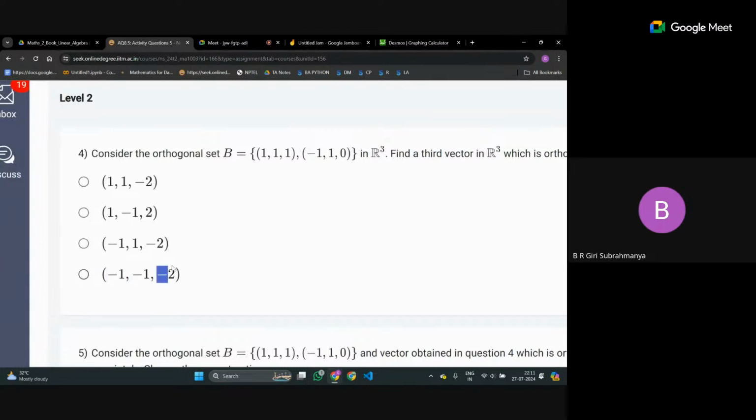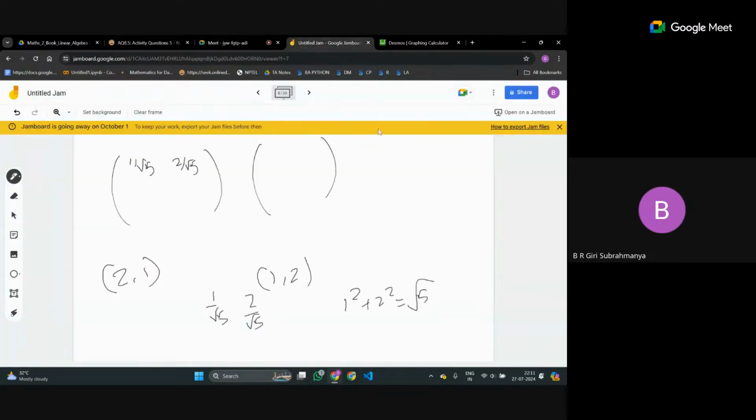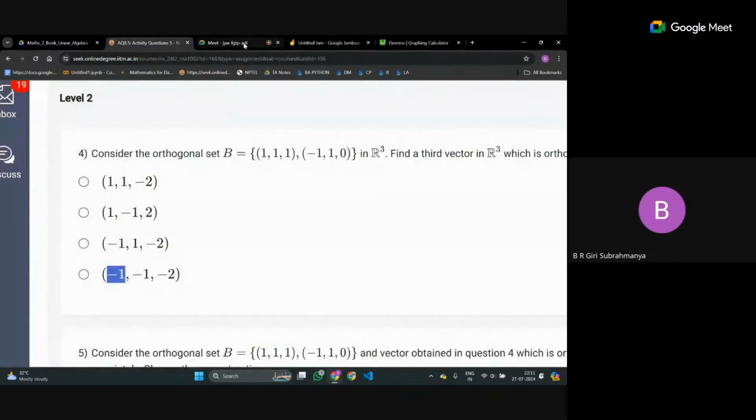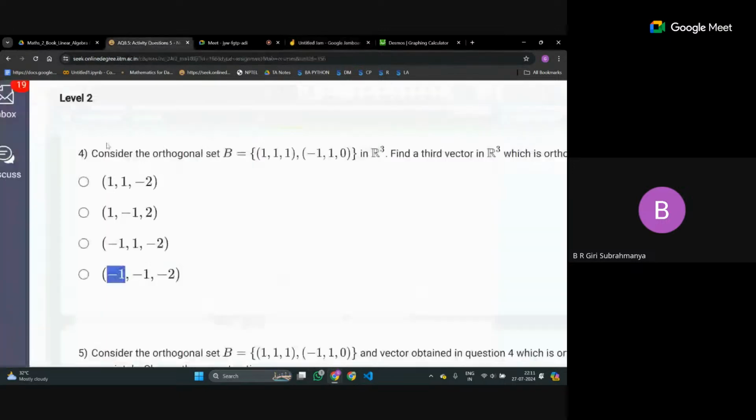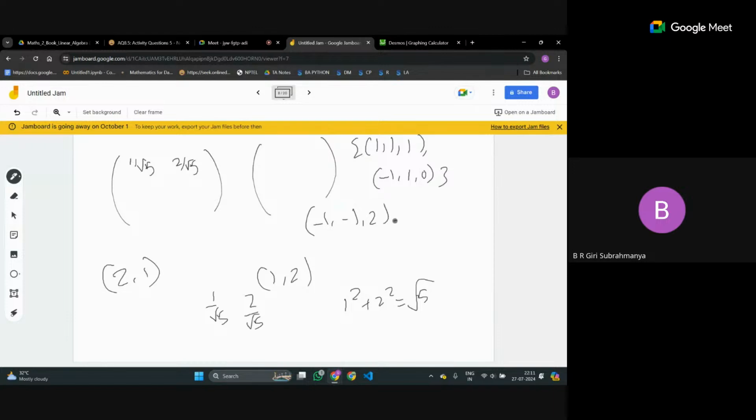Let's start with the last one, -1, -1, 2. The two vectors are 1, 1, 1 and -1, 1, 0. We have to choose the vector which is orthogonal to these two. The dot product of -1, -1, 2 with -1, 1, 0 will be -1 times -1 is 1, -1 times 1 is -1, 2 times 0 is 0. So 1 - 1 + 0 is going to be 0. So with this one, it is fine.